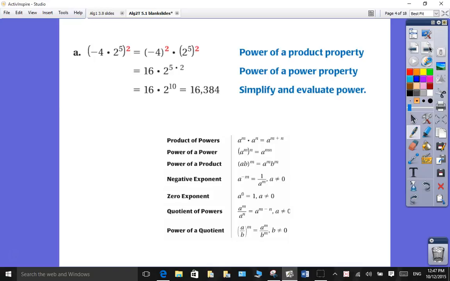If I was just told to simplify this without regard to properties of exponents, I'd probably go 2 to the 5th is 32, negative 4 times 32, negative 128, done. Or negative 128, and then I'd have to square it. But since the point of this is to use the properties of exponents, notice what they did from the left side to the right side. Which one of these did they use?